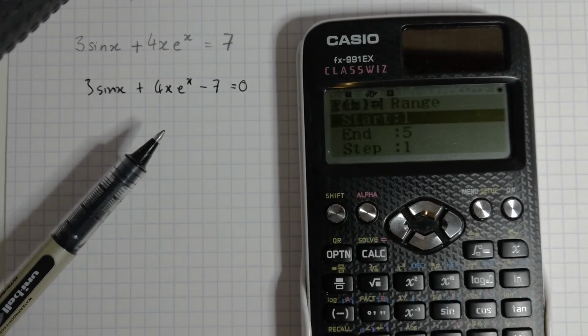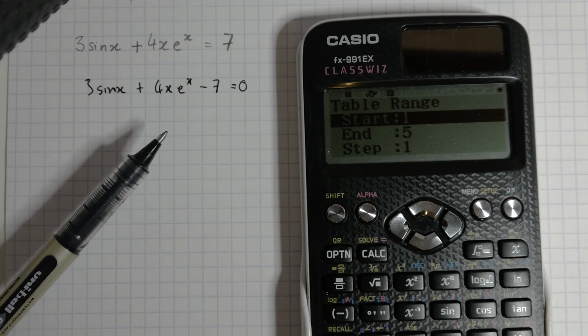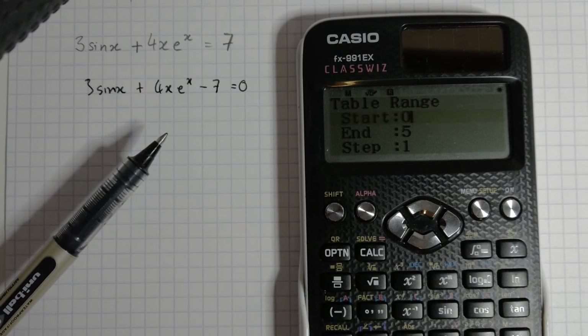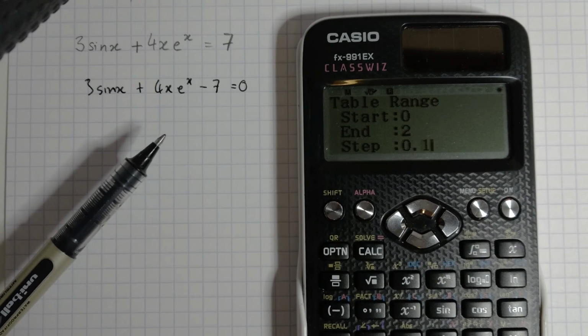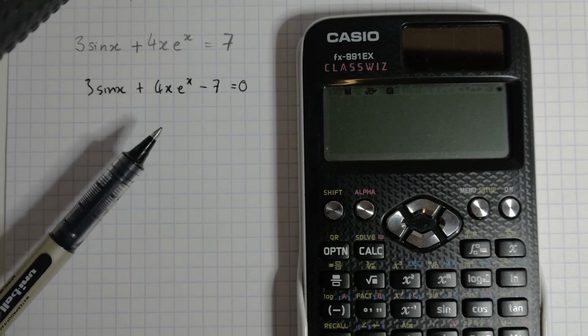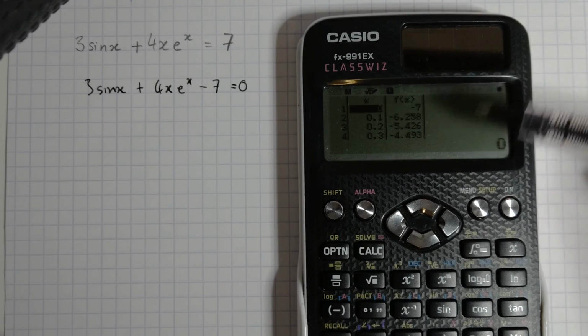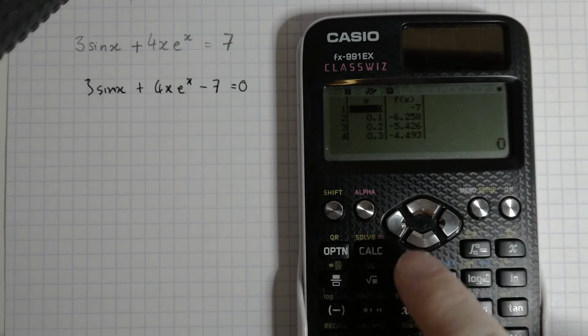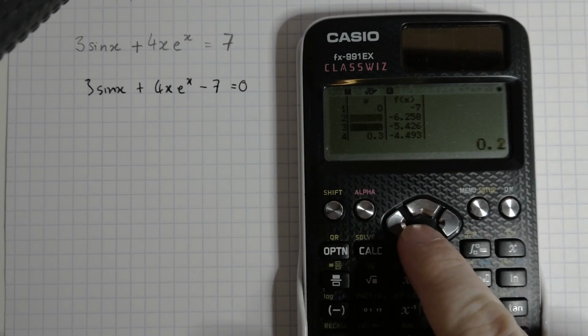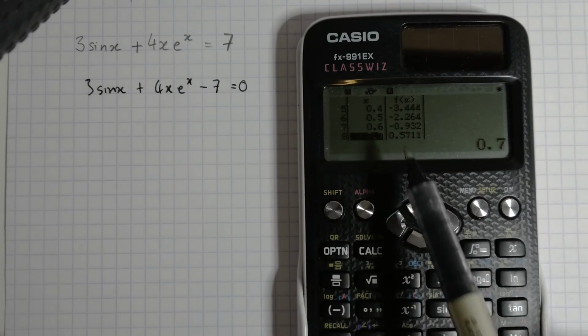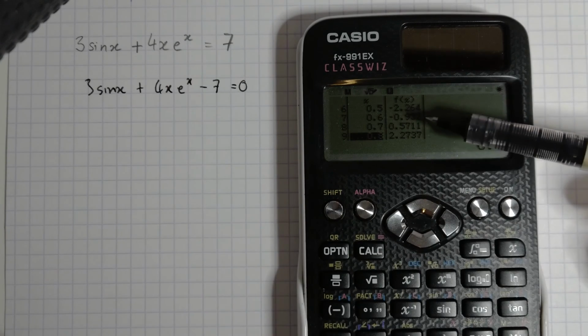I don't need a second function. Let's go from 0 to 2, for example. I'm not sure how fine a step I need. Let's look at 0.1s. Okay, so these are all negative to begin with early on, but they're getting higher, aren't they? And they're getting closer to 0. Oh, there we go. There's a sign change. That's my first sign change.